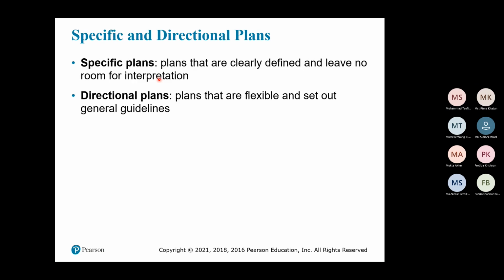Okay, and then specific and directional plan. So specific plan is the plan that are clearly defined and leave no room for interpretation. And then directional plan is the plan that are flexible and set out general guideline. Okay, right? So specific is where the plan already outlined all the steps you need to take. Okay, so there are no room for negotiation. There are no room for you to make changes. Okay, they already stated what you should do.